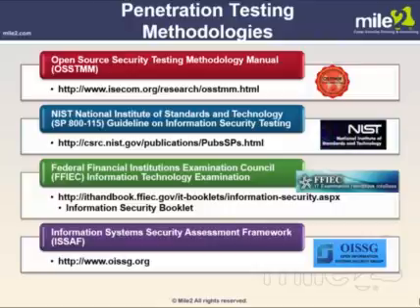All right. The Information System Security Assessment Framework, ISSAF. This is by the Open Information System Security Group. You can check that out at the OISSG.org website.